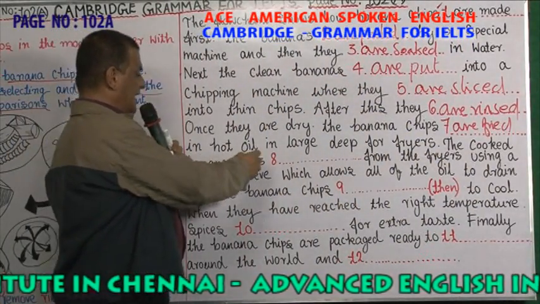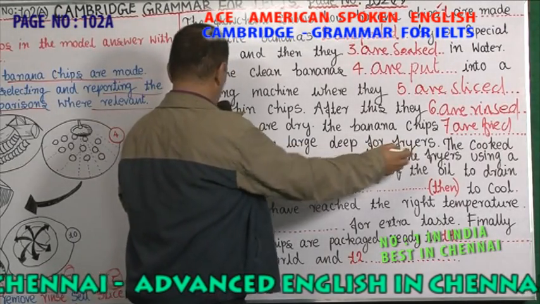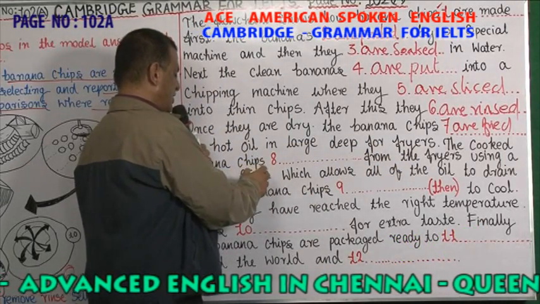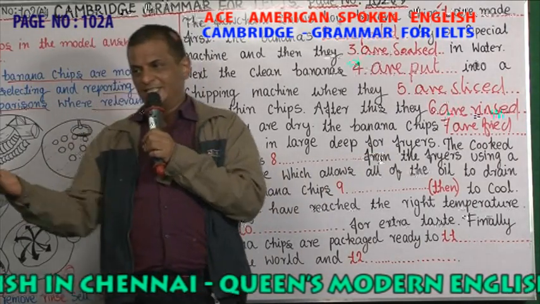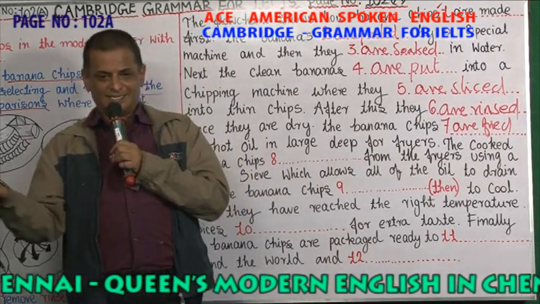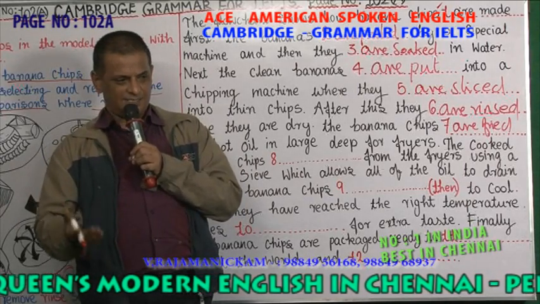The cooked banana chips are removed from the fryers using a special sieve which allows all of the oil to drain off. So what does sieve mean? In Tamil they say salladai, isn't it? It filters and takes out.